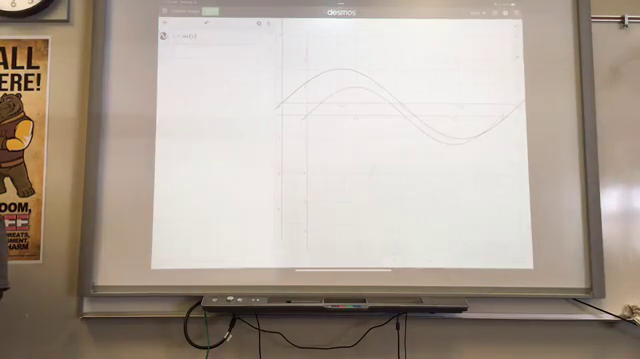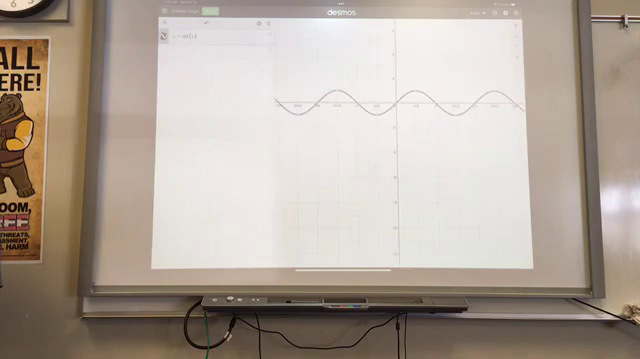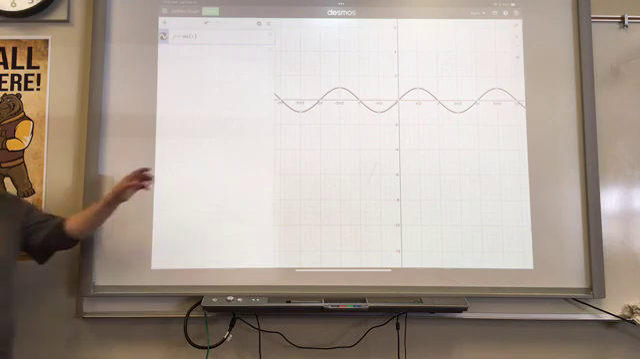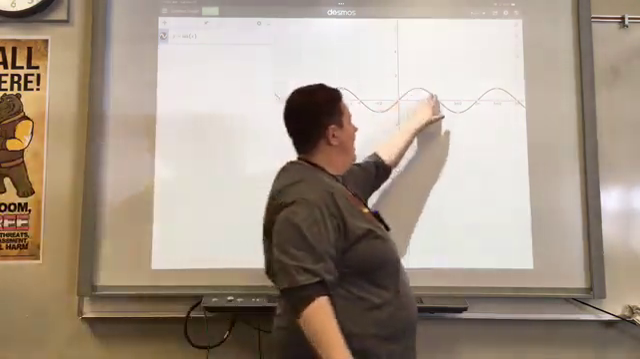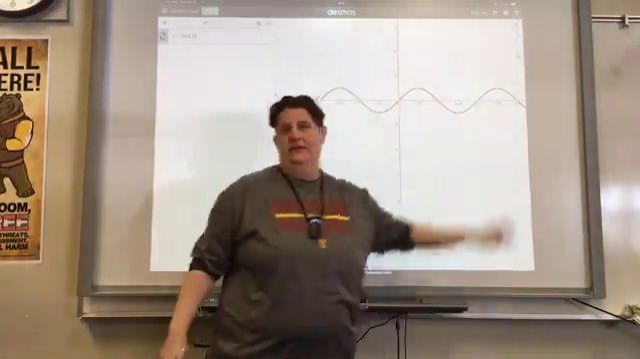Yeah, so let me show you. So here's my sine graph. Do you see how it takes me 2 pi to repeat an entire cycle? You guys see that? One up, one down. I can repeat an entire cycle in 2 pi.